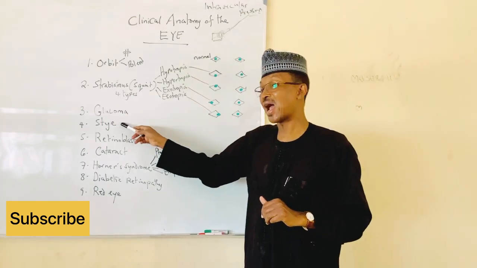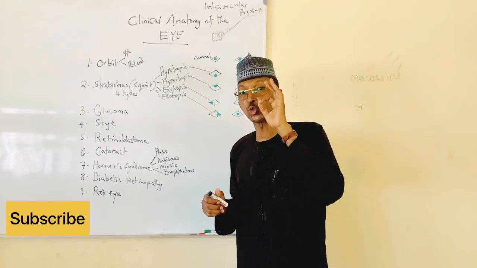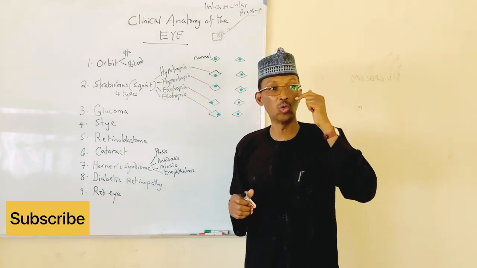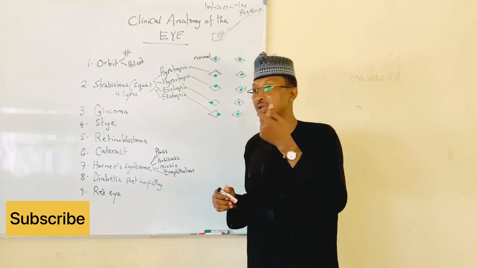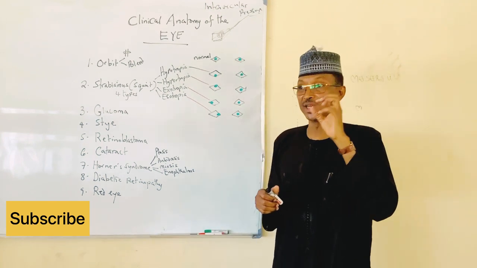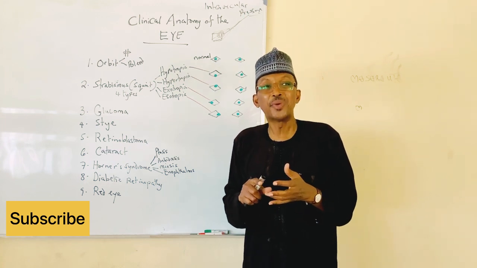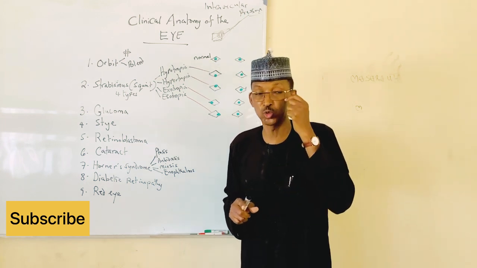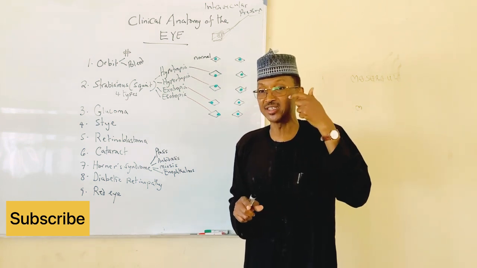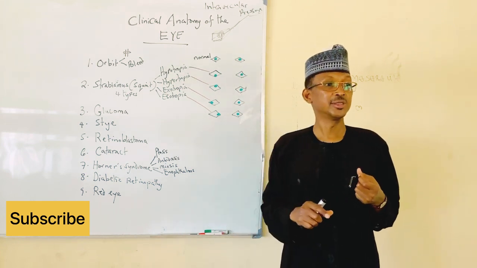That's also what you call sty. That sty is just like a red swelling around the edge of either the upper eyelid or the lower eyelid. Something like a boil around either the upper eyelid or the lower eyelid. You will see it swollen, very reddish, swollen, painful, and warm when you touch it. And once you wake up early in the morning, you will see some eye discharges. You will see some pus coming out from the sty.